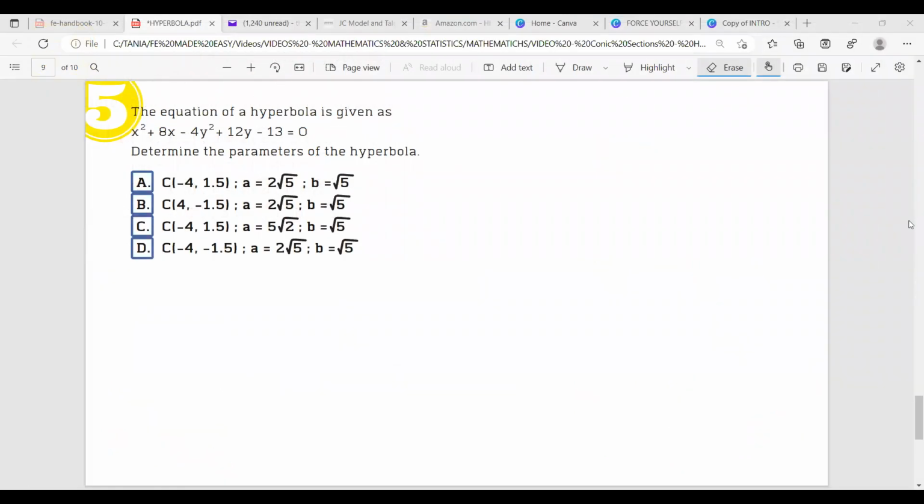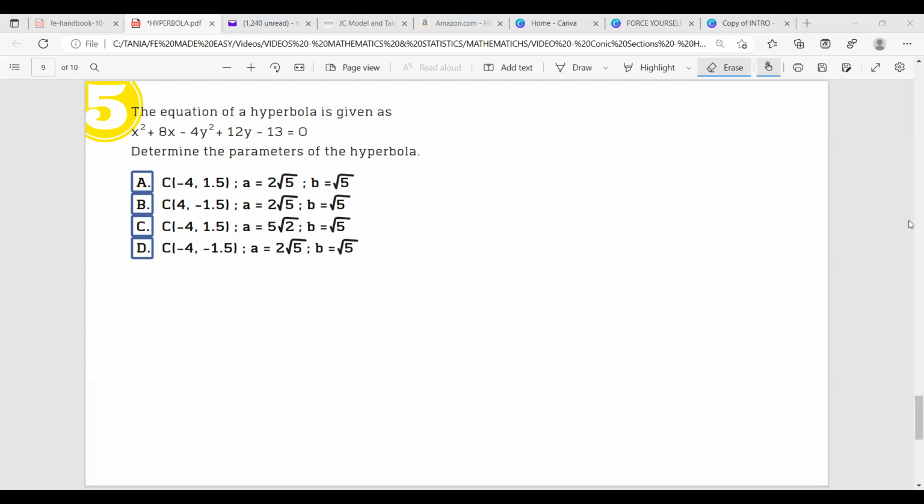The equation of a hyperbola is given as x squared plus 8x minus 4y squared plus 12y minus 13 equals 0. Determine the parameters of the hyperbola. And based on the answers, we have to find the center of this hyperbola, a and b. So every time you're given an equation like that and you're asked to determine the parameters of the hyperbola, you have to think straight away about the method of completion of squares. So we have to bring this equation to the most familiar equation of a hyperbola.